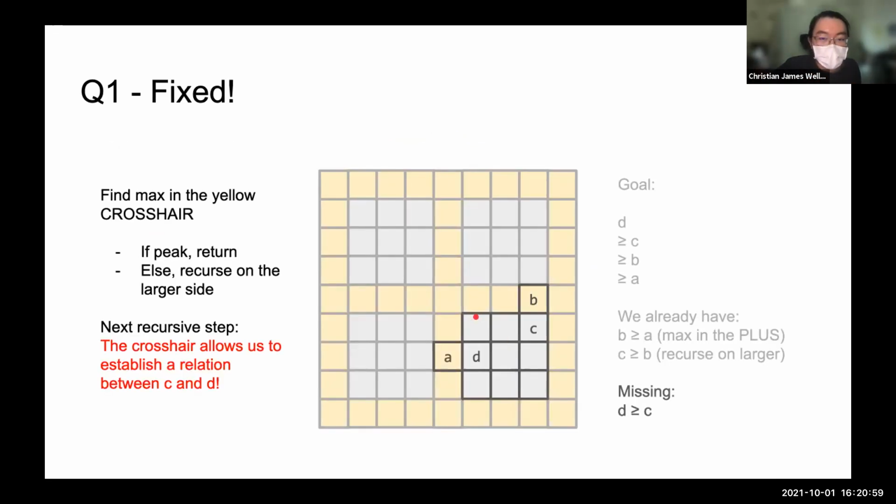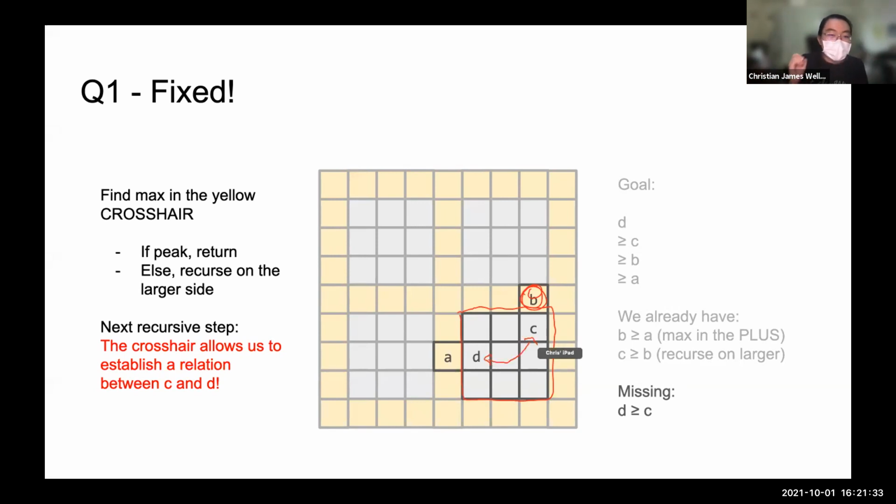I think I don't have a slide on that, so I have to draw it out. You can imagine in the next recursive step, let me go back one step. B is the largest element in the yellow crosshair. C is the element that is larger than B that makes it not a peak. It's not a peak because of C. So we recurse to this submatrix. Our problem was that we were missing the connection between D and C.